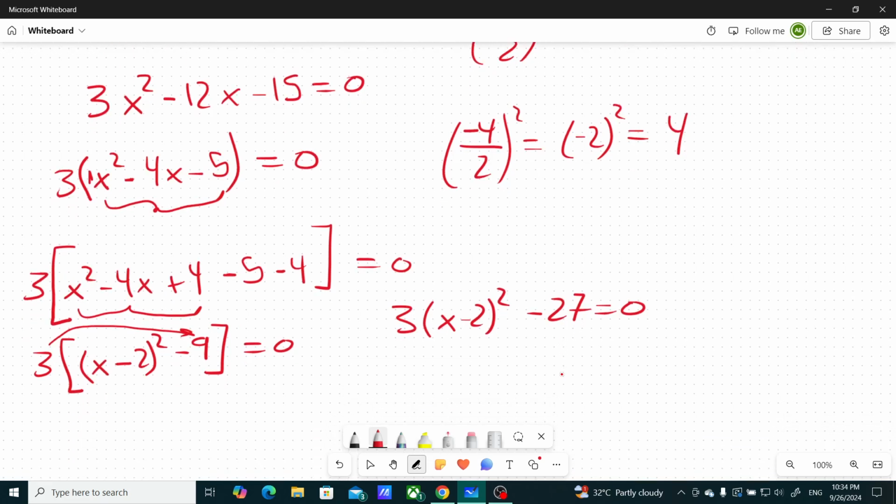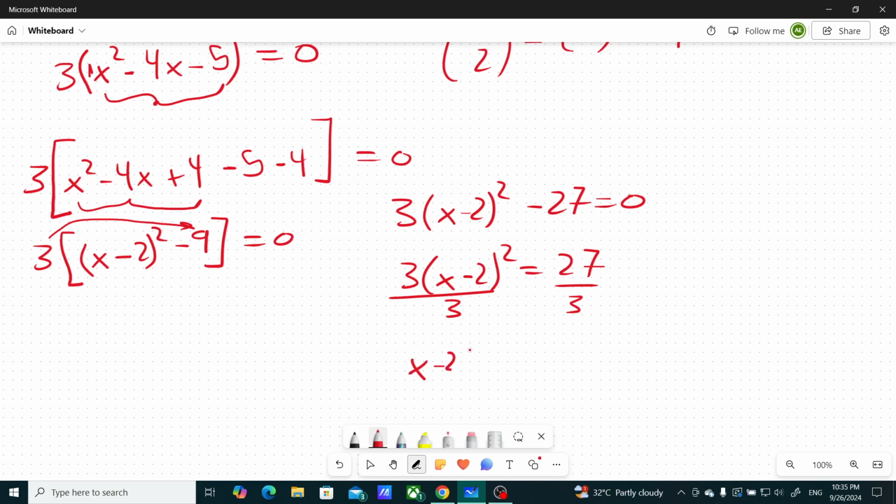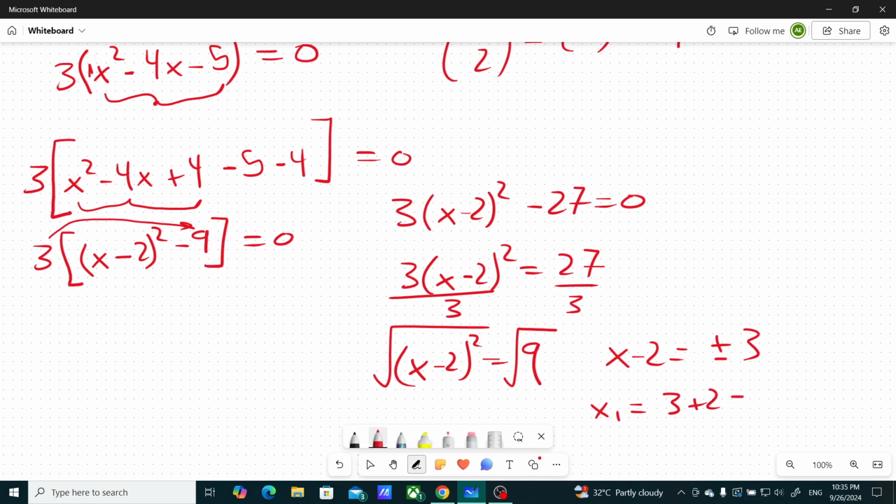I will move this 27 to the other side, so I will have 3 times x minus 2 squared equals 27. I will divide by 3, divide by 3. I will have x minus 2 squared equals 9. I will square root both sides. I will get x minus 2 equals square root of 9, which is plus or minus 3. So my x1 is going to equal positive 3 plus 2, which is 5. And my x2 is going to equal minus 3 plus 2, which is minus 1.